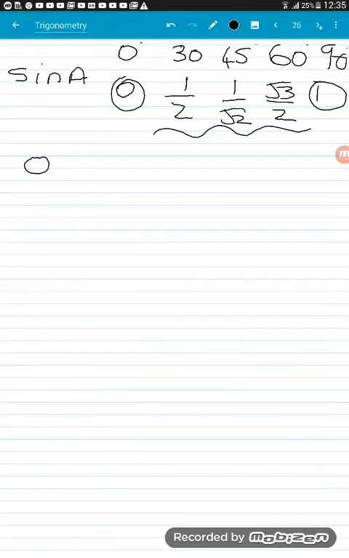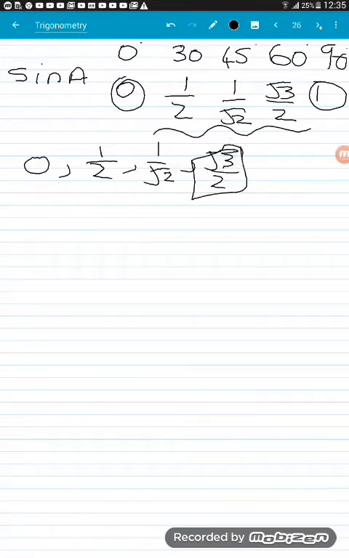If you divide 0 to 1 into 4 parts, it will become 0, 1 by 2, that is half, then 1 by root 2, and root 3 by 2. These are like 25, 50, 75 degree, and then it will become 1. This is full. So we can say that it increases.